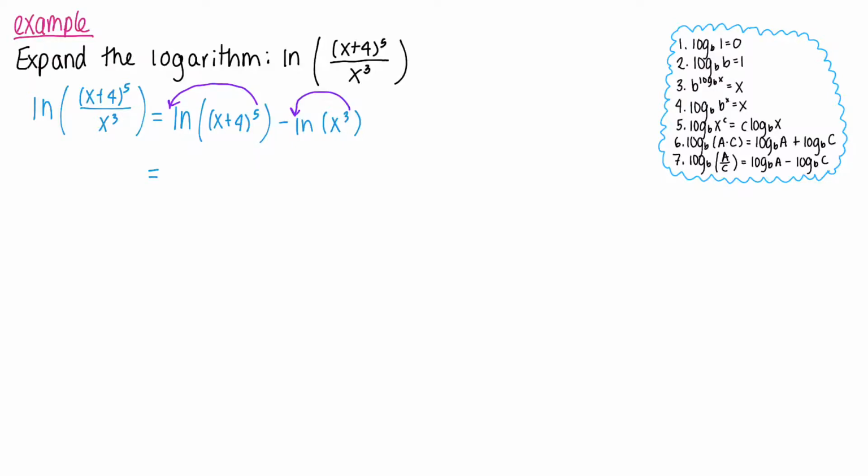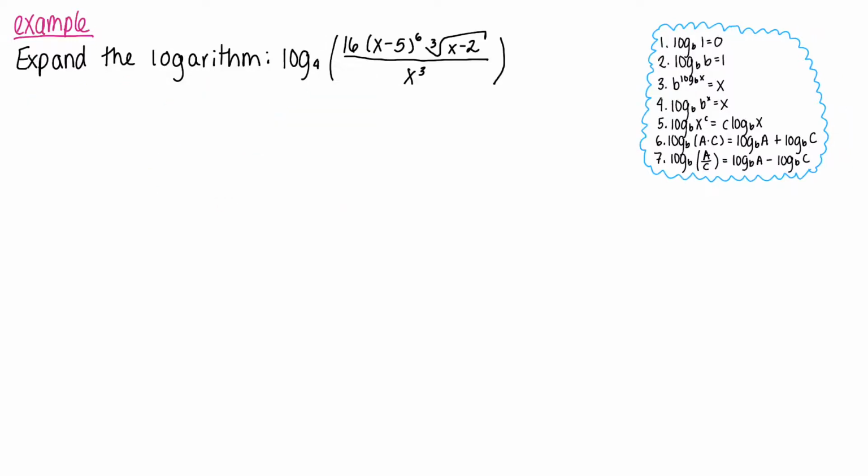So we'd have 5 ln of x plus 4 minus 3 ln of x. And that's as far as I can break it down. You can only break it down further if there's multiplication or division happening. If there's no multiplication or division on the inside here, like this is x plus 4, you can't break it down any further. So that would be done.